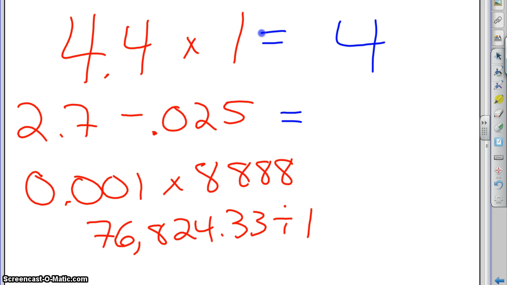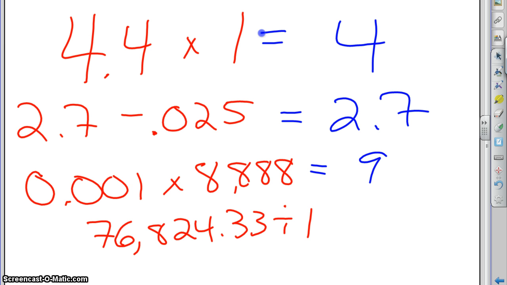2.7 minus 0.025 is, let's think about that for a bit, 2.7, yay. About this one, 0.001 times 8,888, and we get, drum roll please, what's the answer? What do you suppose that is? Oh, I'm going to go ahead and say 9, yay, 9.